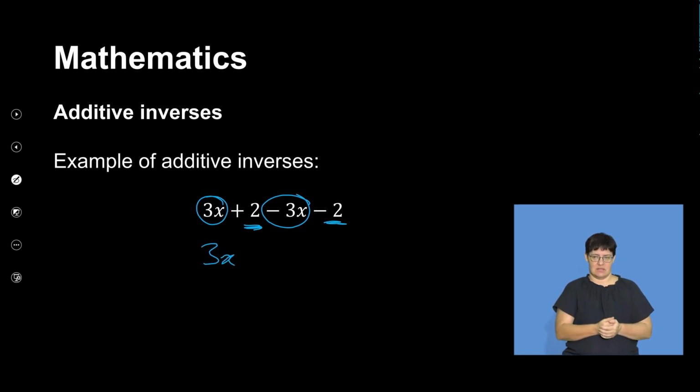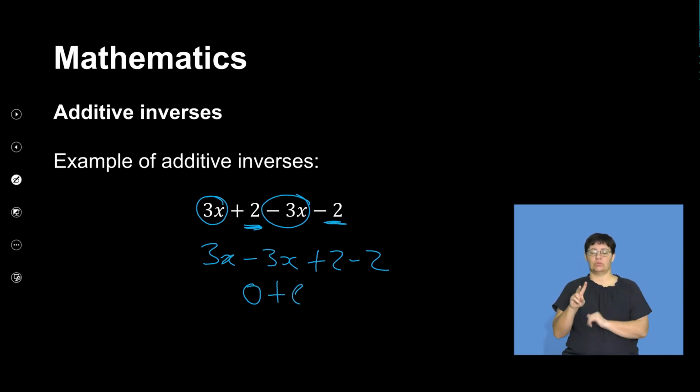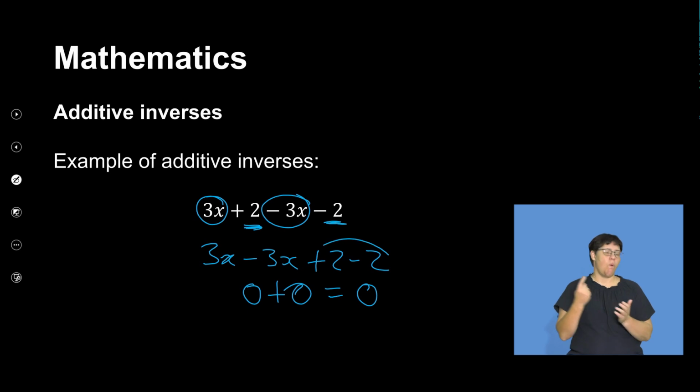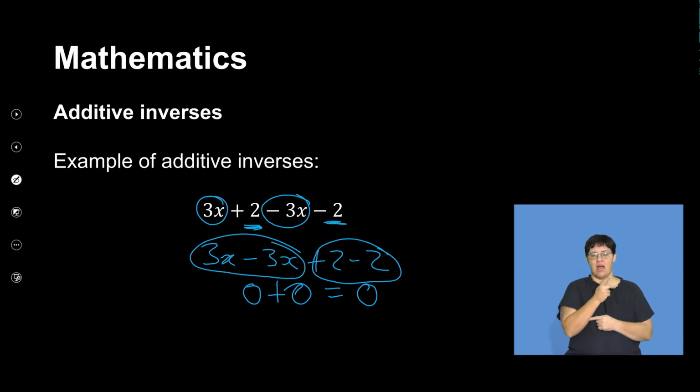So this will be the same as 3x minus 3x plus 2 minus 2. 3x minus 3x will be 0. 2 minus 2 will also be 0. So my answer will just be 0, right? So you can see at all times when you have two additive inverses that appear in a certain question, then it will definitely give you 0 as your answer.